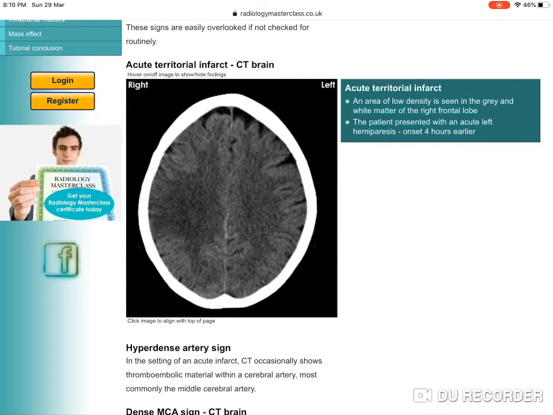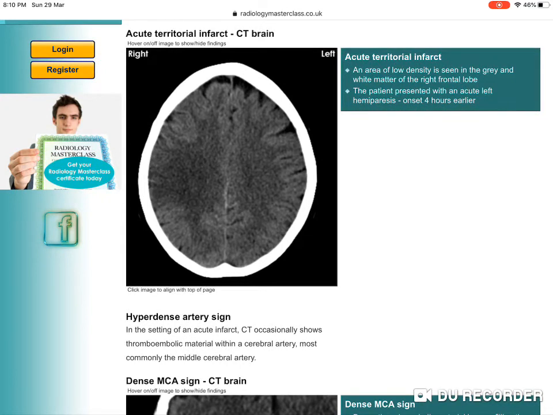Acute territorial infarct, an area of low density seen in grey and white matter of the right frontal lobe. The patient presented with an acute left hemiparesis. Onset is 4 hours earlier.